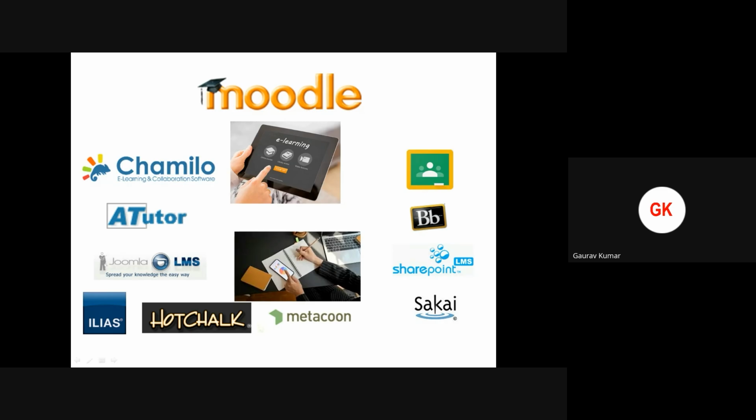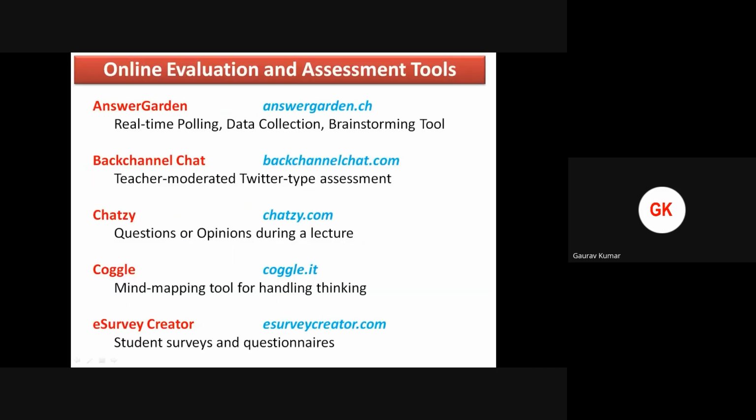All of these tools we can use for full-fledged web-based ERP implementation, but for online evaluation and assessment, lots of online tools are available which we can use in anonymous mode or with profile mode. Real-time polling, data collection: if in this session I want to check how many participants are from the engineering domain, how many from management or humanities or medical health sciences, then how do I collect the data? If I want to get opinions about a particular session, how do I collect data?